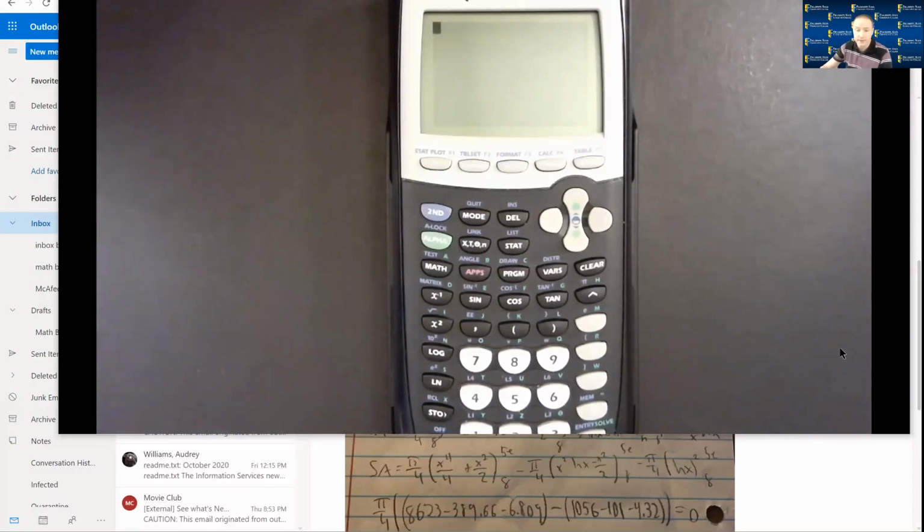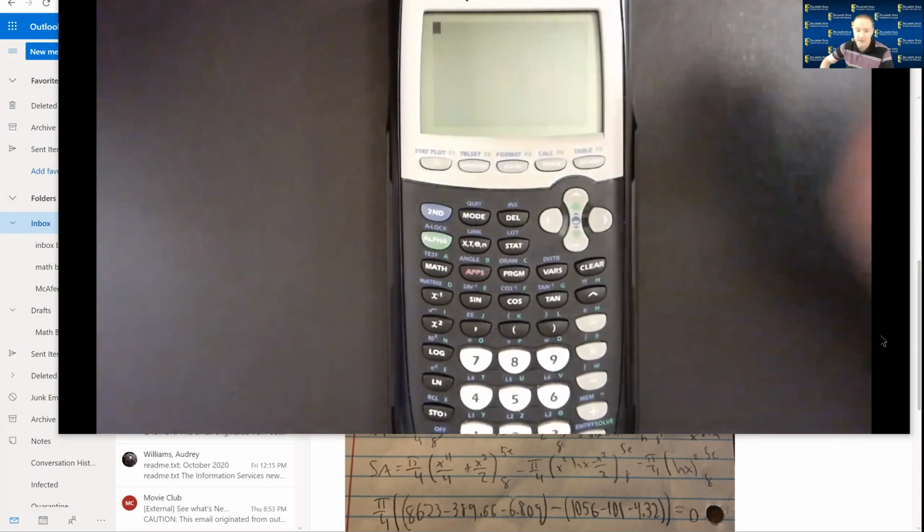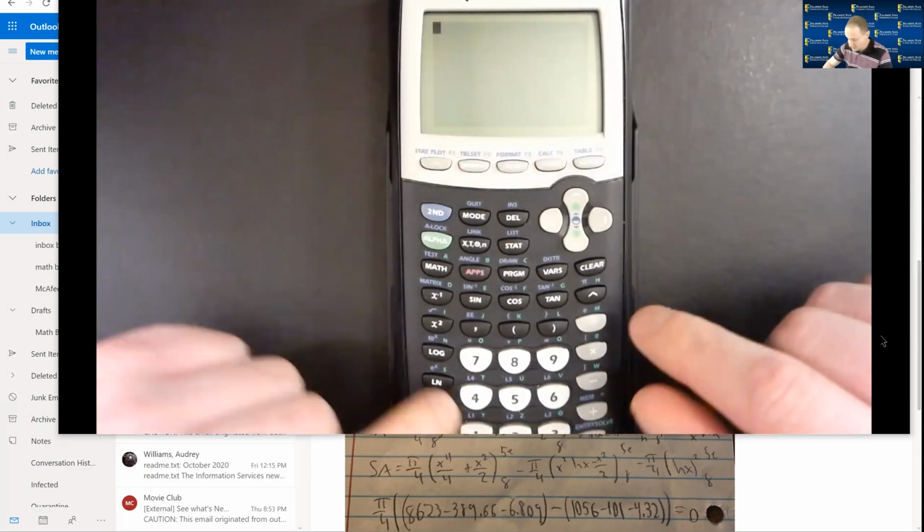I'm going to enter it in just like you have, and we'll see what we get for the values. Now, I can ignore the pi over 4 for now. I'll go ahead and get the upper limit and the lower limit, and then I'll subtract that out and then multiply the final answer by pi over 4. So here's what I'm going to do.